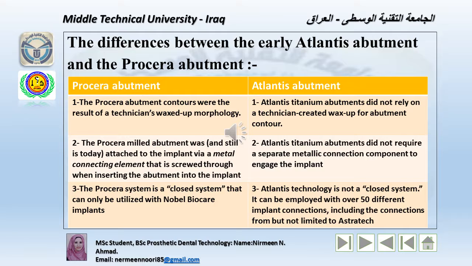The Procera system is a closed system that can only be utilized with the Nobel Biocare implant. But the Atlantis technology is not a closed system. It can be employed with over 50 different implant connections.